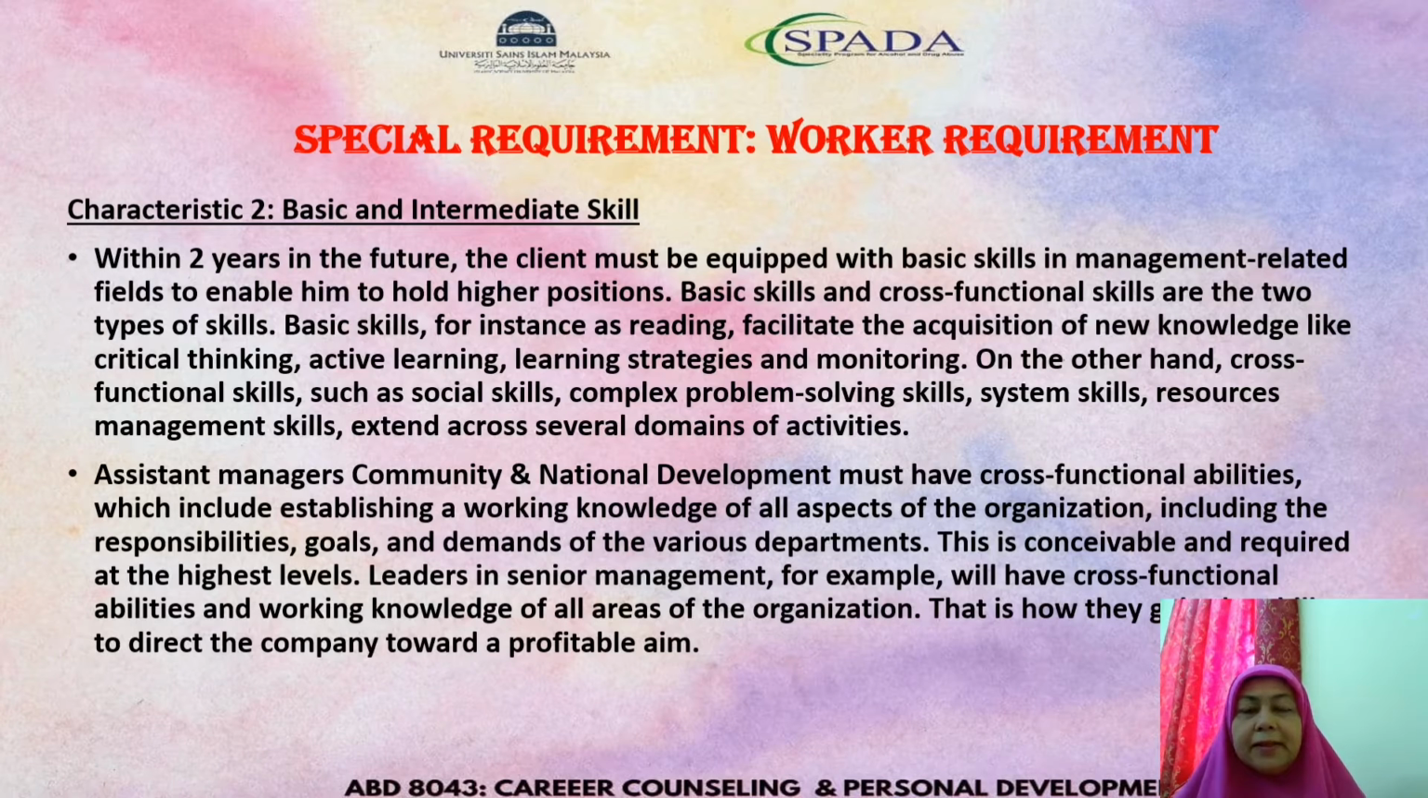Okay, characteristic 2 from ONET is basic and intermediate skill. Within 2 years in the future, the client must be equipped with basic skill in management-related fields to enable him to hold a higher position. Basic skill and cross-functional skill are the two types of skill. Basic skills are, for instance, reading and facilitation of knowledge, like critical thinking and active learning. On the other hand, cross-functional skills are such as social skill, complex problem-solving skill, extending across several domains of activities, and others.